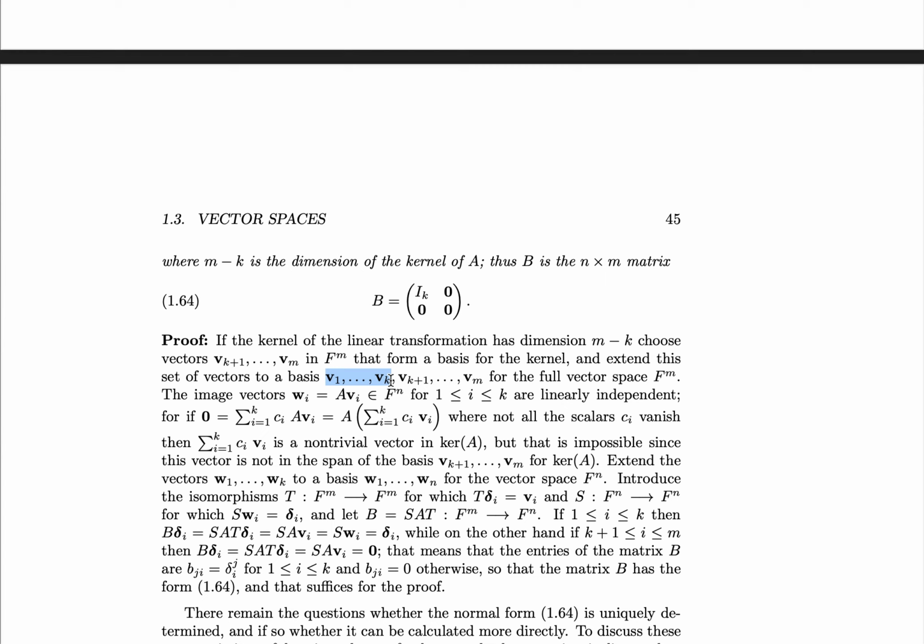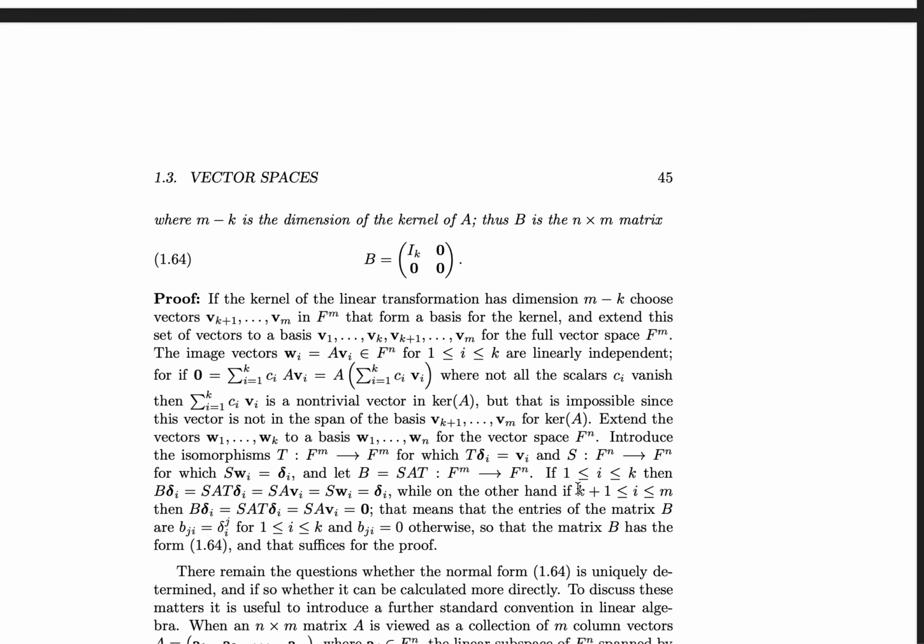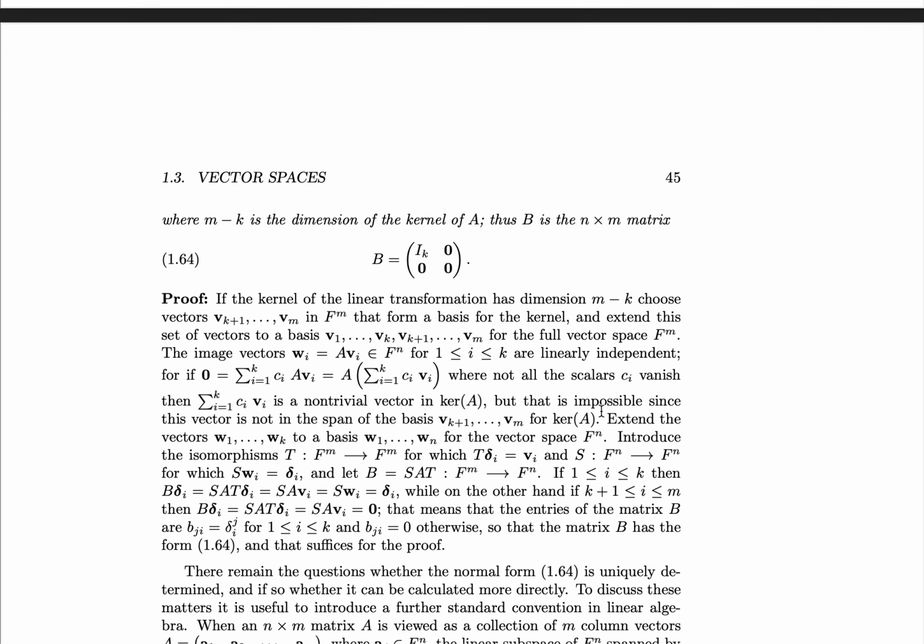Note that these v_i's go up to v_k, so all these have images that are linearly independent. We now extend these first k elements, namely the images A v_i, into a basis w_1 to w_n for the vector space F^n.